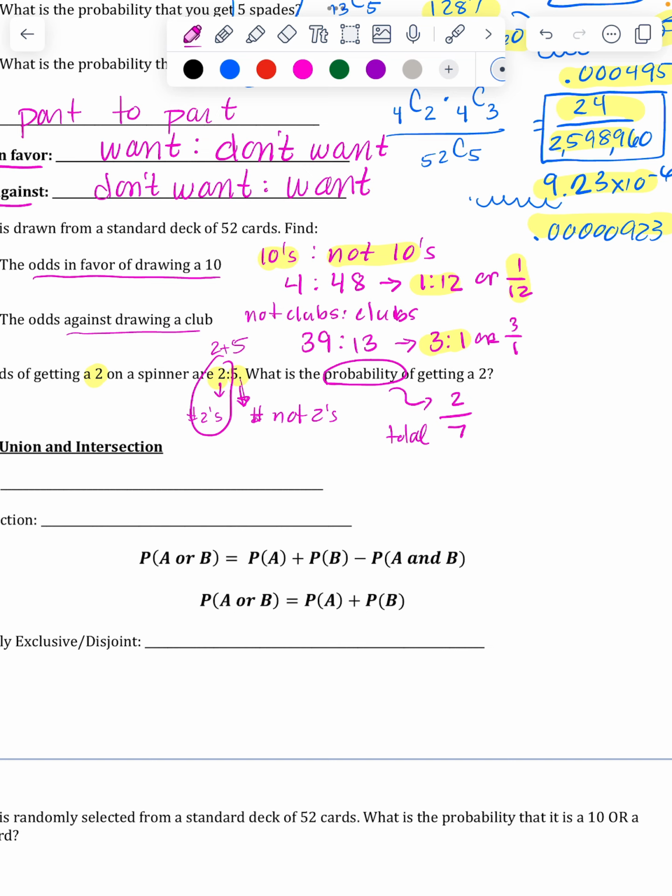So it's just kind of showing the difference that, hey, if you wrote this as a fraction, you'd have 2 to 5, but that's the ones that are 2s compared to the ones that are not. Whereas this is comparing the ones that are 2s to everything on the spinner. So in order to get the total here in odds, you have to add the 2 parts together. So here, last thing, this is comparing part to whole. This is comparing part to the other part. You know, the part that is 2s and the part that is not.